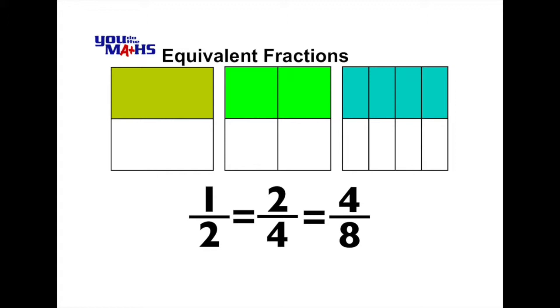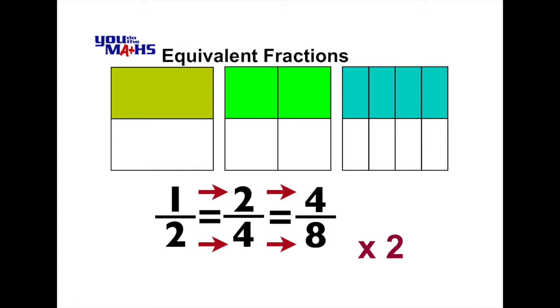Let's have a look at how we change from one fraction to the other. We can see that from the first fraction 1/2 to the second fraction 2/4, you have to multiply the top line by 2 and the bottom line by 2, and that's repeated to get the third fraction as well. 2 multiplied by 2 is 4, and 4 in the bottom line multiplied by 2 is 8.